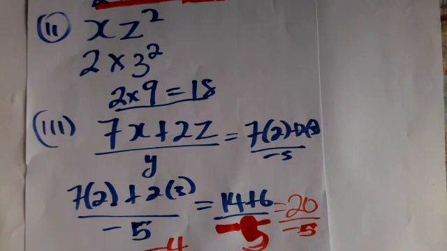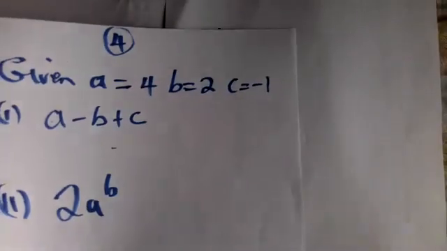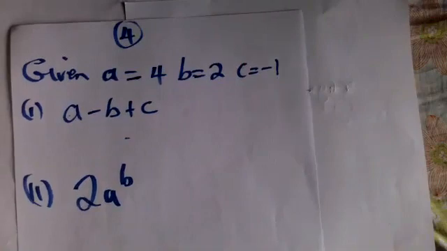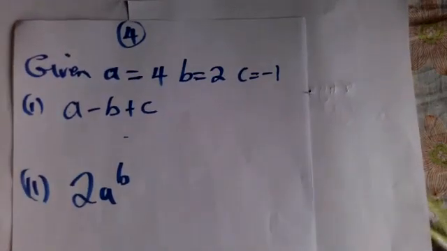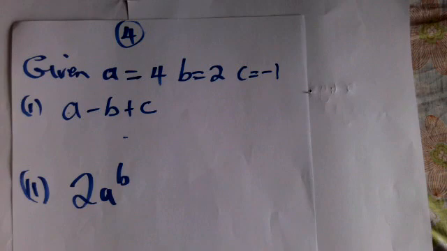All right, so on to the next one. I want you guys to attempt this one also. Get it right so everybody can see. So this one says, given that A is equal to 4, B equal 2, C equal -1, find the value of A minus B plus C. Go ahead and do that, guys.